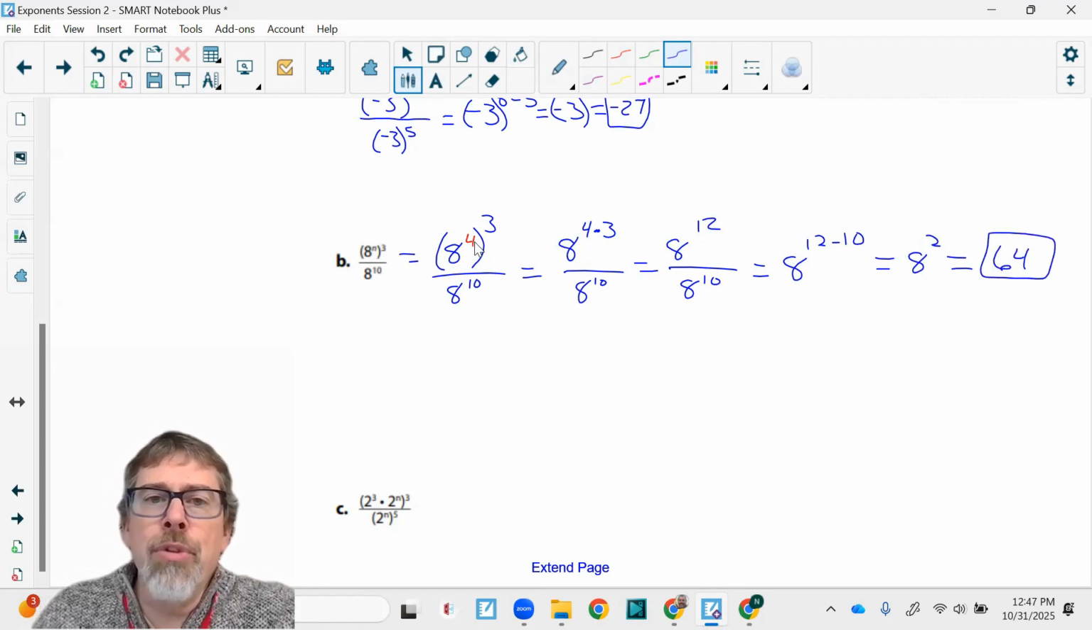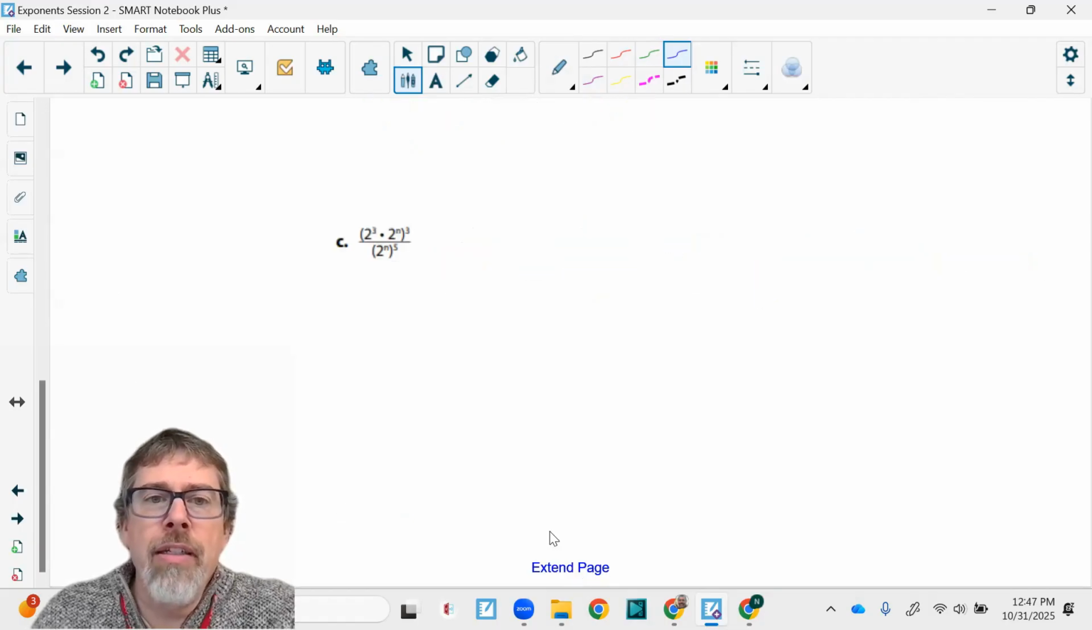Okay, so there's all kinds of rules going on in this one. This is powers of powers where you multiply. And so that's what I did here. And then division, which is subtraction. And then we finally get our final answer. Okay, and now finally C.